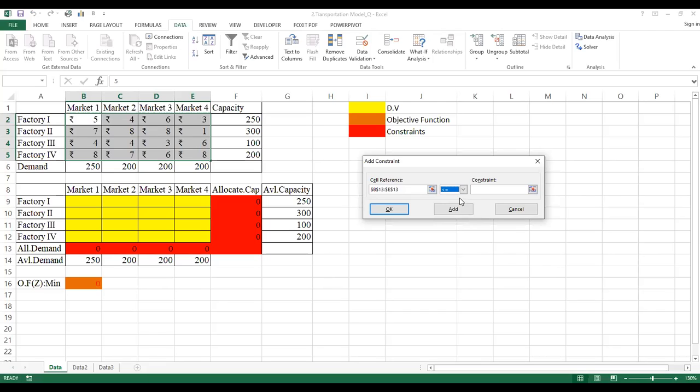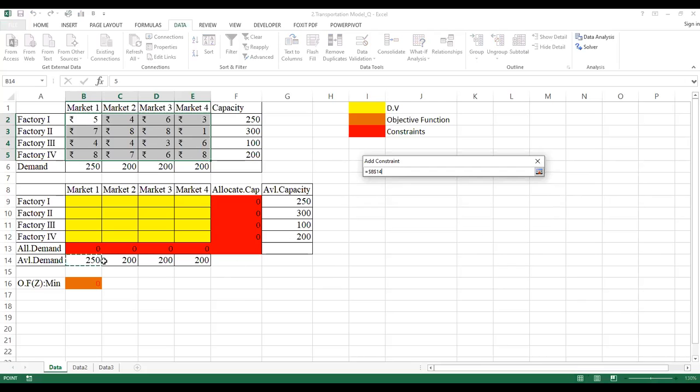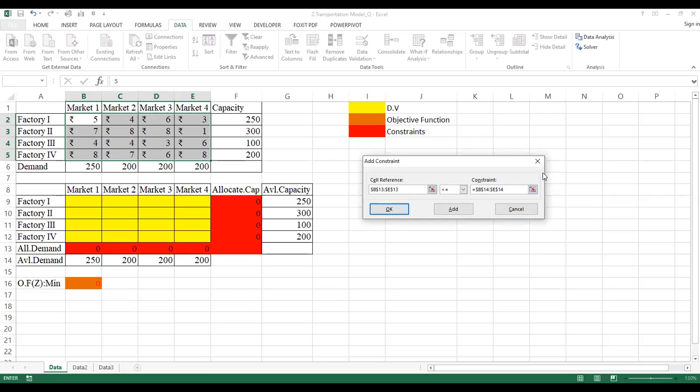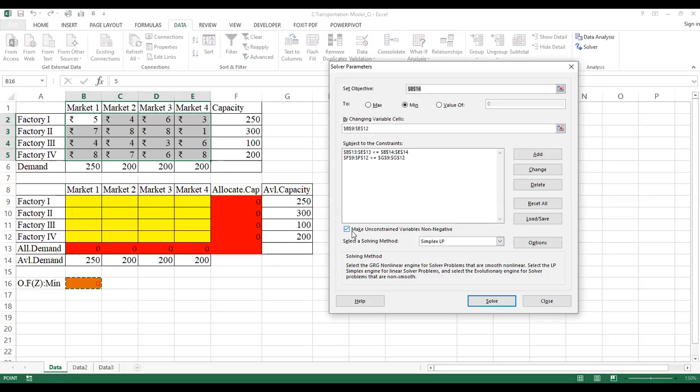But particularly food, like agriculture related products, less is okay, because if you supply more than demand, it is wasted. You can't store it, there is perishability. So here you use less, but you can use equal also. Then cancel, that's all.